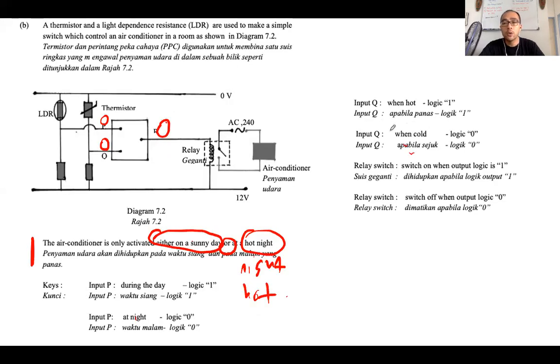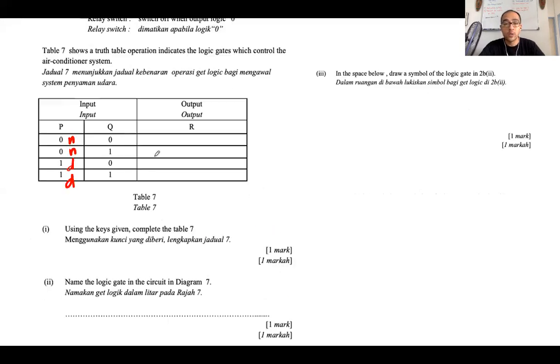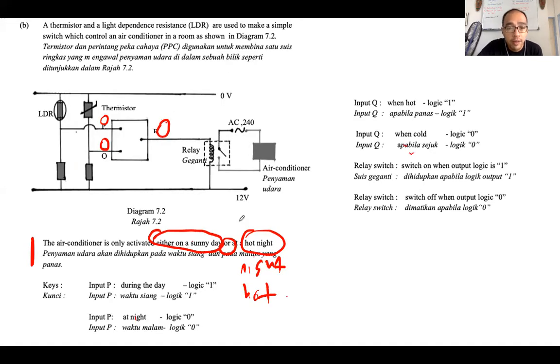Okay. Q, cold is 0, hot is 1. So cold, hot, cold, hot. Oh. Did I write hot night now? Oh dear. Did I write hot night? Yeah, hot night lah. But this is 0. 0 is cold night. 0 is cold. Okay. That's why I say lah, these conditions must be given.